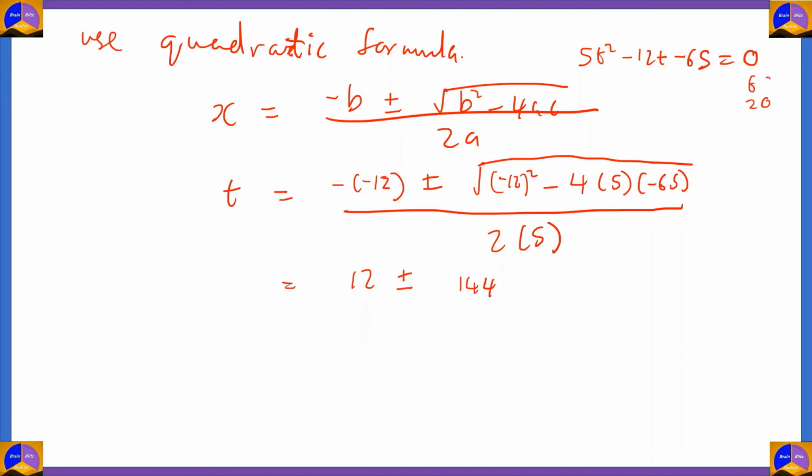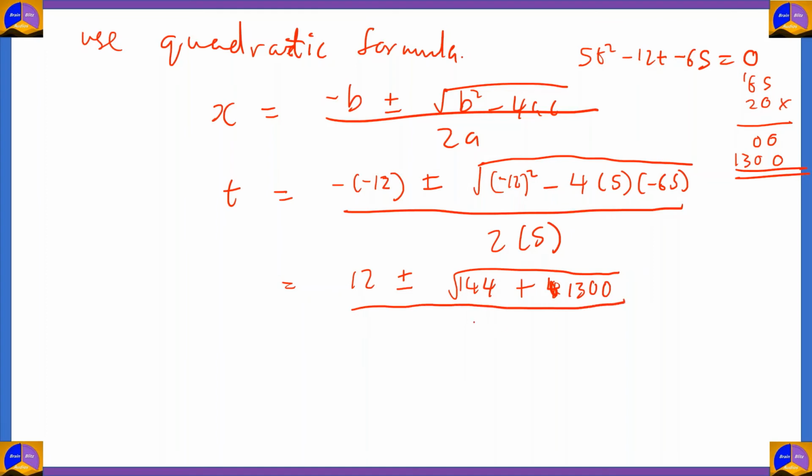And when we multiply 65 by 20, we'll get 0, 0. 5 times 2 is 10. 6 times 2 is 12. 12 plus 1 is 13. So we get 1,300 as the value of 4ac. And since there is a minus 65 and there is a minus 4, this 4ac will be plus. So plus 1300, and both of that is inside the root, divided by 2 times 5 is 10.